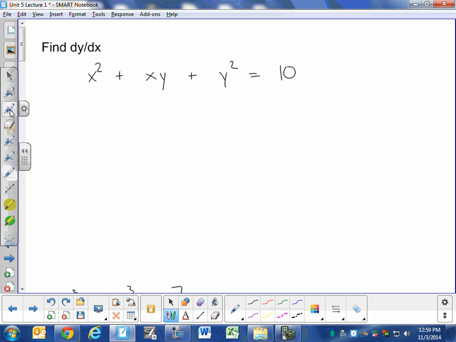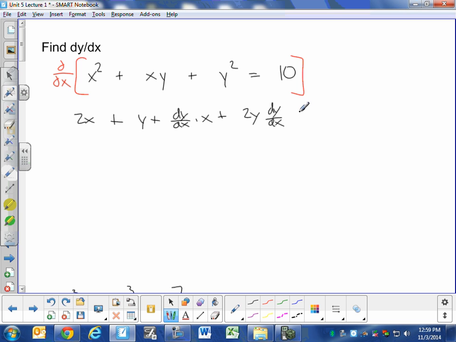Don't forget the product rule for your middle terms. And don't forget to take the derivative of that 10 on the right side, which is 0. Okay. Get all your dy/dx's on one side, get all your other terms on the other side. Using algebra, we're adding or subtracting. In this case, we're subtracting. Factor. And then solve.